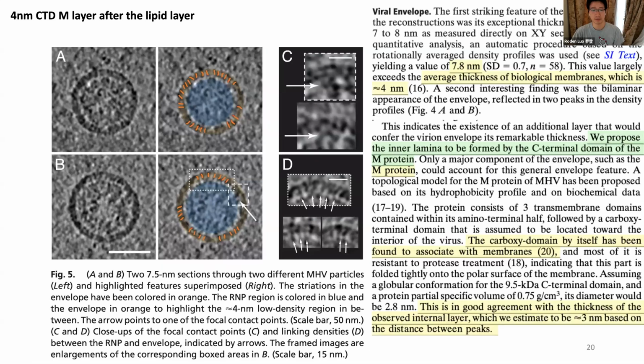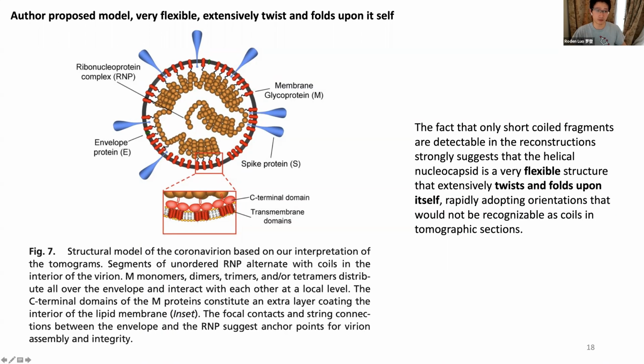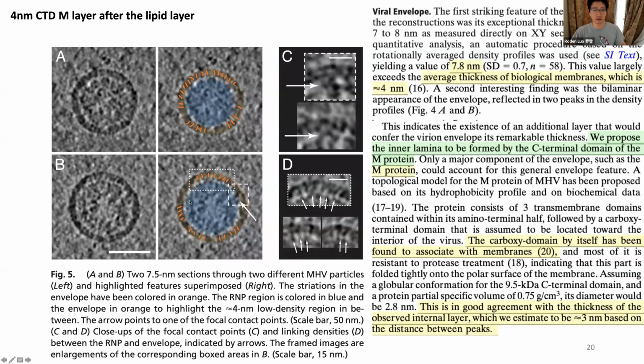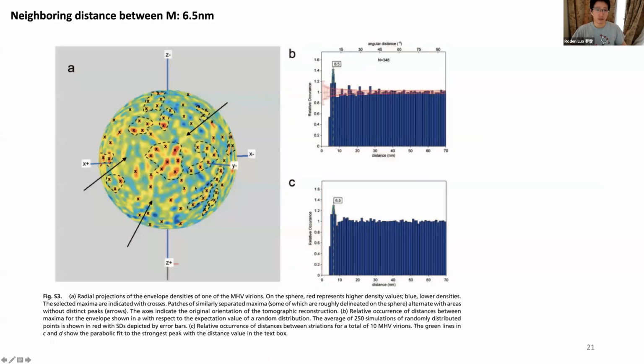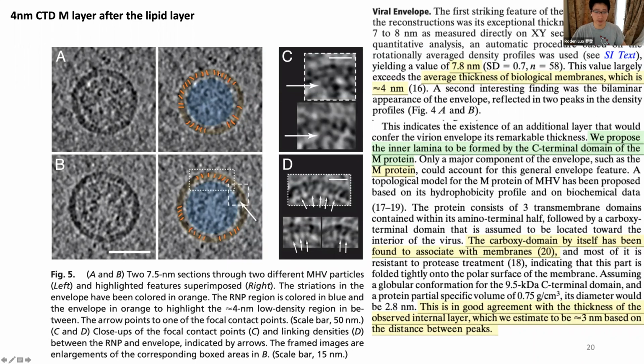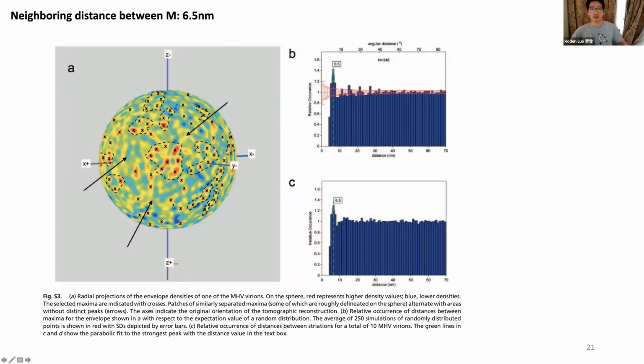There are some side notes from this paper. The first one is the 4 nanometer CTD-M layer after the lipid layer, which is this layer here. It is observed from the images, and this text describes why the author thinks it can be attributed to the C-terminal domain of the M protein. This one describes the neighboring distance between M. It's 6.5 nanometers. The space between these two M proteins is 6.5 nanometers. I mean, not every pair of M is spaced 6.5, but it's a statistical observation.